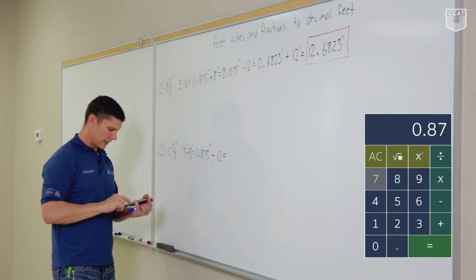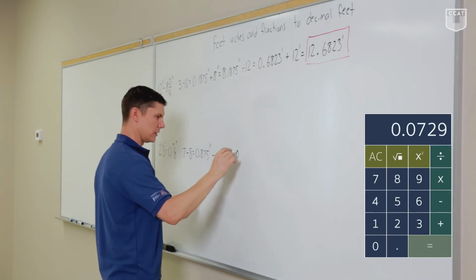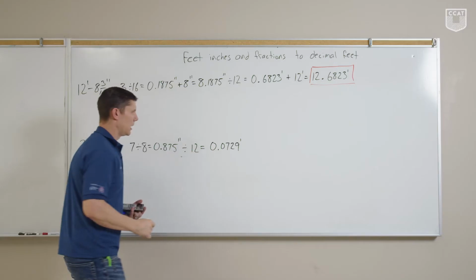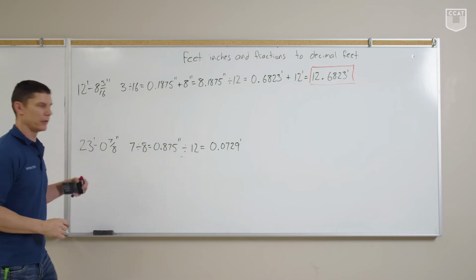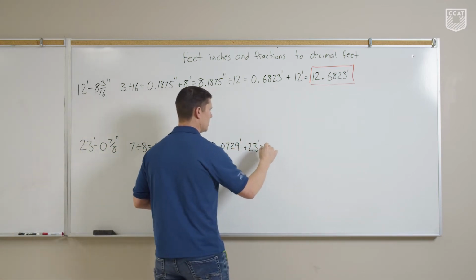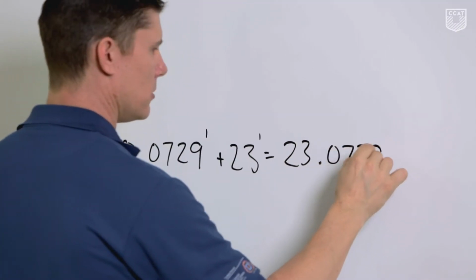So 0.875 divided by 12 equals 0.0729 feet. And then the last step now will be to add the 23 feet to it. So plus 23 feet equals 23.0729 feet.